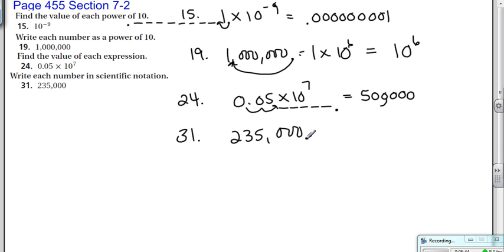And number 31, if I want to write 235,000 in scientific notation, the decimal starts at the end. The number between 1 and 10 is 2.35, and I move the decimal 1, 2, 3, 4, 5 places. So this is going to be 2.35 times 10 to the 5th, and since that's a number bigger than 1, my 5 has to be positive.